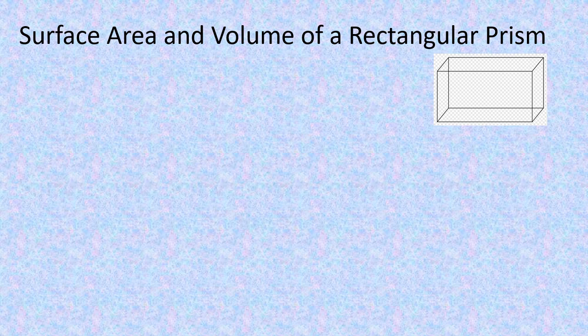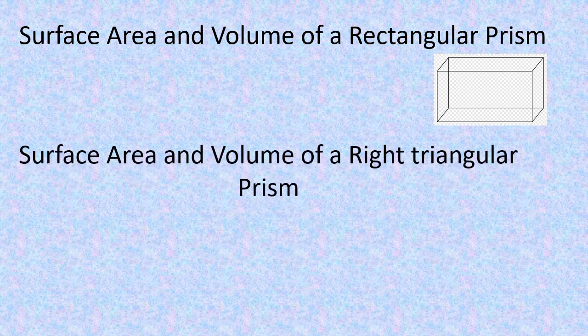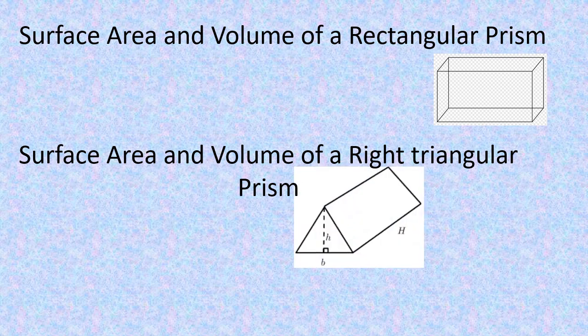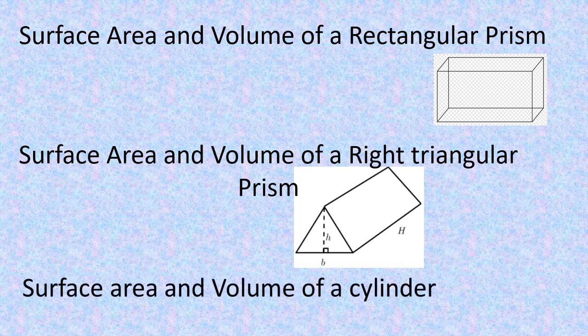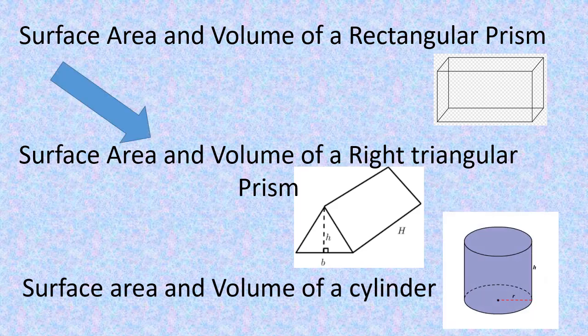Yesterday we did that one. Today we're gonna have a look at the right triangular prism. And it looks like that. And on Monday we'll look at the cylinder. But let's have a look at that one.